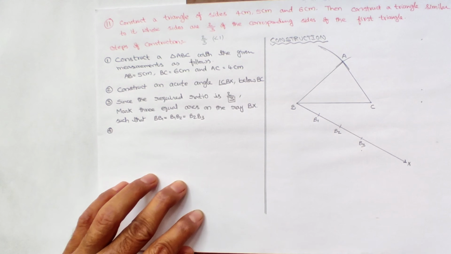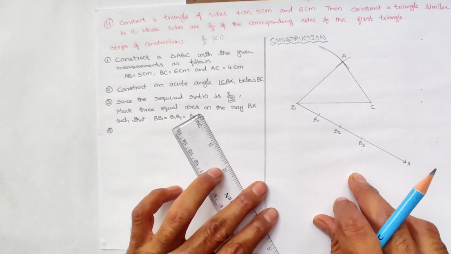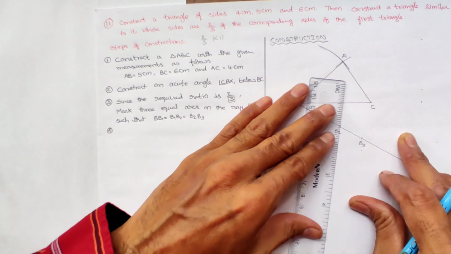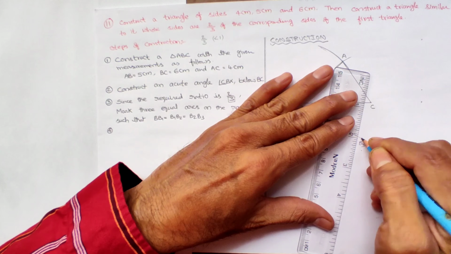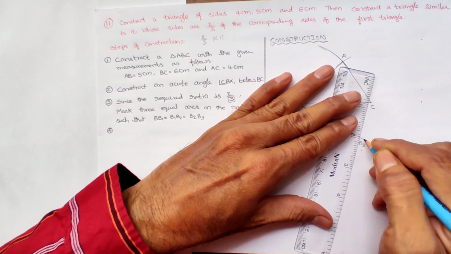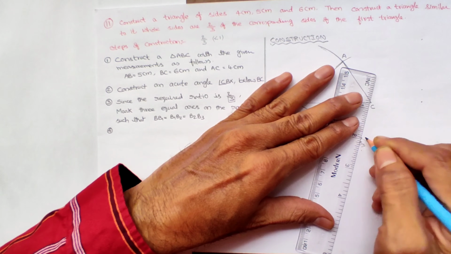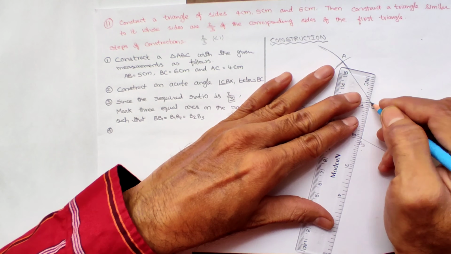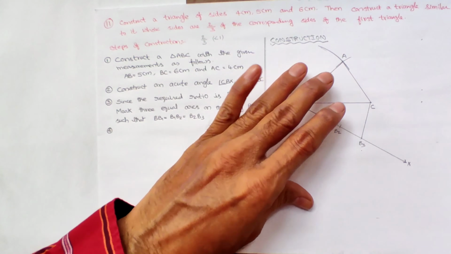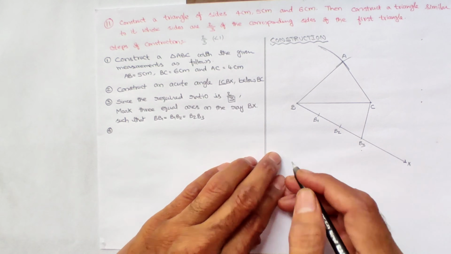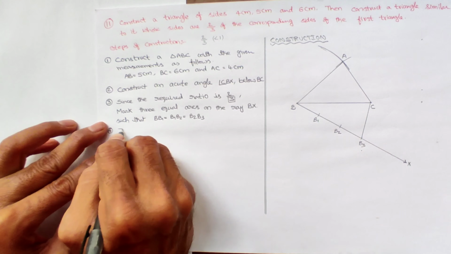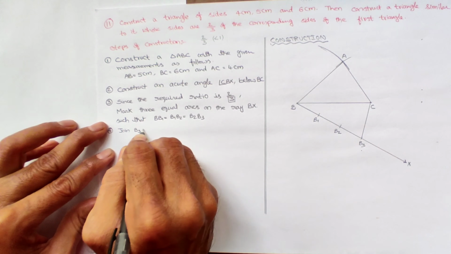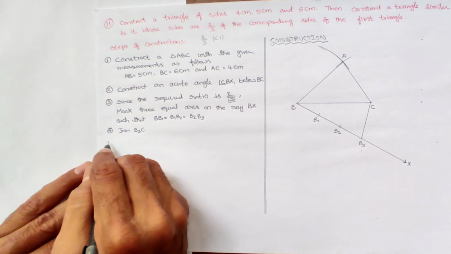So that is the reason. Don't be confused by joining B2C. Here you join B3C. If you join B3C, let us see what happens. Join B3C. Don't join B2C here. Right. So here, let us write the construction step as: join B3C.